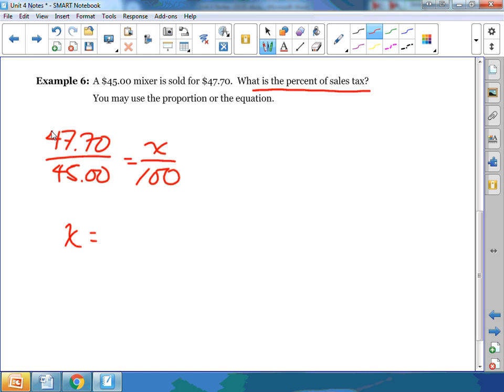Go ahead, Ava. You get 106, right? So 4770 is 106% of the $45. So your taxed amount is 106% of the original amount, which means that you've actually paid the difference between that and 100. You've paid 6% extra as a sales tax.